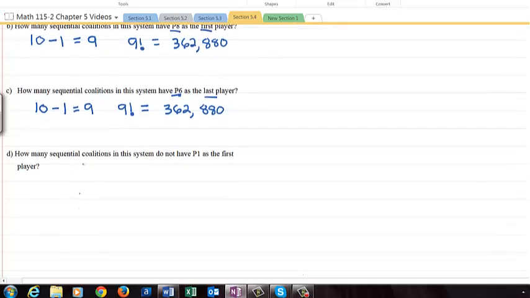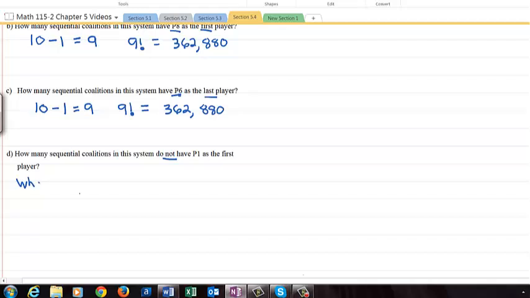Part D. How many sequential coalitions in this system do not have player 1 as the first player? Now they're getting tricky. Instead of asking us how many have player 1 as the first player, they're asking us how many do not have player 1 as the first player. Let's reword this in a way that matches up with things that we already know how to compute. What is the total number of coalitions minus the number of coalitions that have player 1 as the first player? Let me say that again.